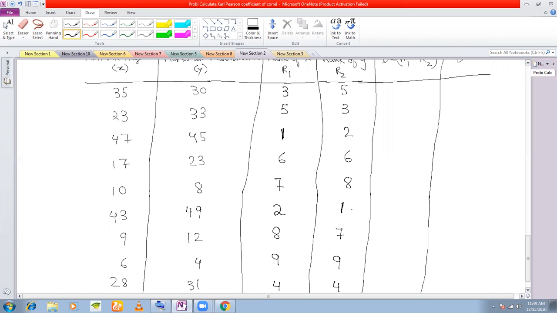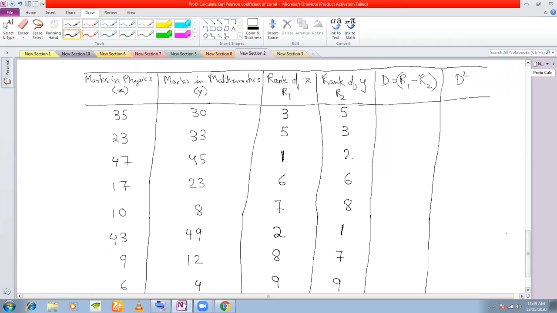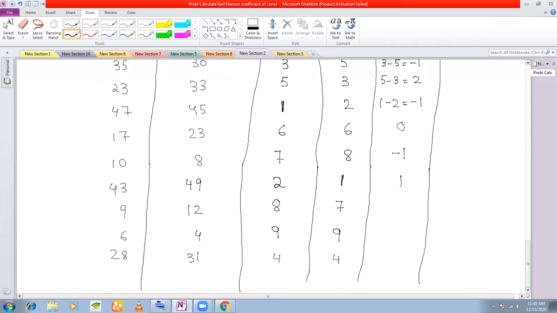Fine. Once we have assigned the ranks, now we calculate the difference of the ranks. D is equal to R1 minus R2. So this is 3 minus 5, which is minus 1. This is 5 minus 3, which is 2. And you go on like this. 1 minus 2 is equal to minus 1. This is 0. 7 minus 8 is minus 1. 2 minus 1 is 1. 8 minus 7, 1. 9 minus 9, 0. 4 minus 4 is 0.